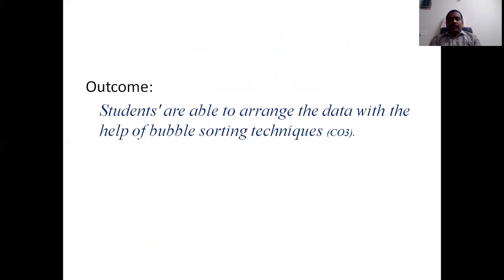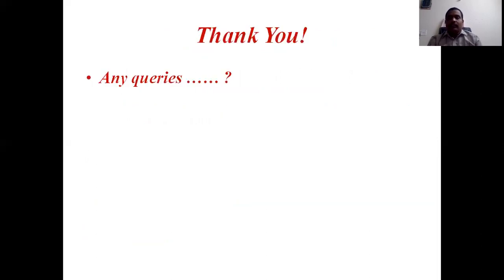So what's the outcome of this presentation? Students are able to arrange the data with the help of bubble sorting techniques. So we are using the bubble sort technique. What is bubble sort? Bubble sort means it will check adjacent elements. If it is greater, it will swap. If it is not greater, it will not swap. So finally, we are getting sorted elements. This is the outcome of this presentation.